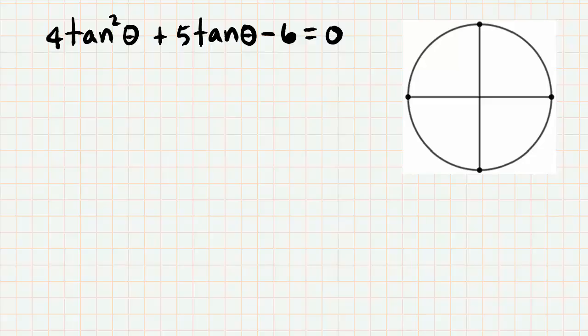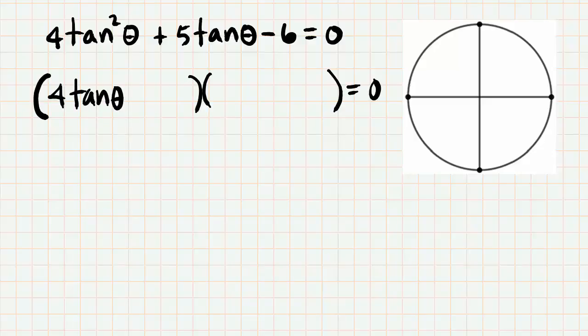Let's solve this trig equation. It's quadratic, and it's a little tricky because we're going to see that we're going to need a calculator. So first we'll start out by factoring. And this part's not too complicated. It's a quadratic, and it will factor nicely into (4 tan θ − 3)(tan θ + 2).